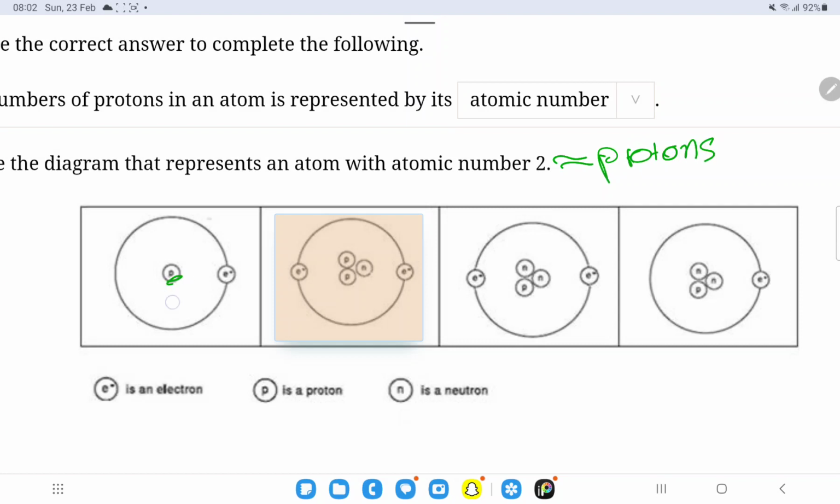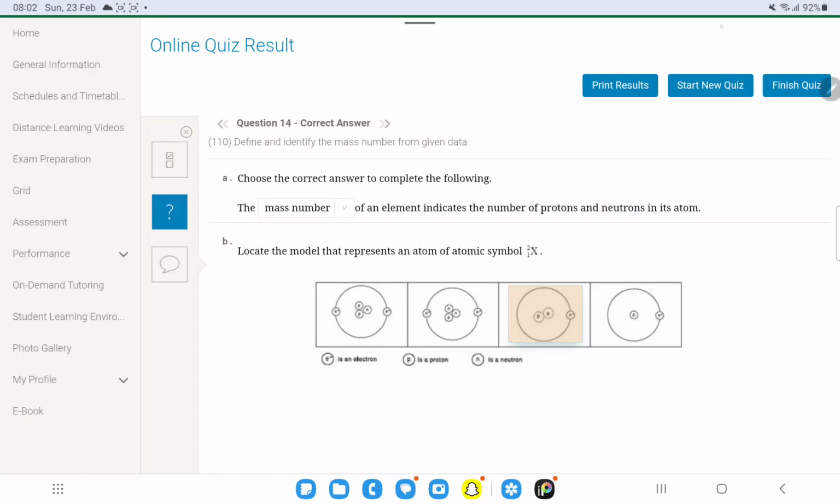This is 1 proton, so atomic number 1, wrong. 2 protons, atomic number 2, correct. 1 proton, so atomic number 1, wrong. And also 1 proton, so atomic number 1, wrong. So this is the only one that's correct, 2 protons.